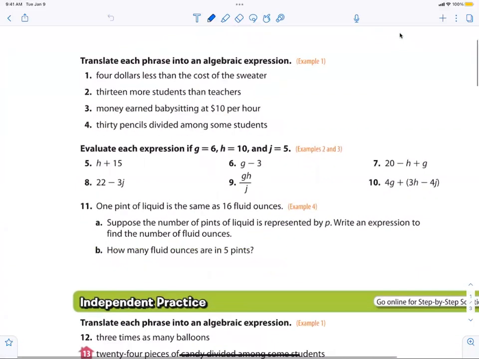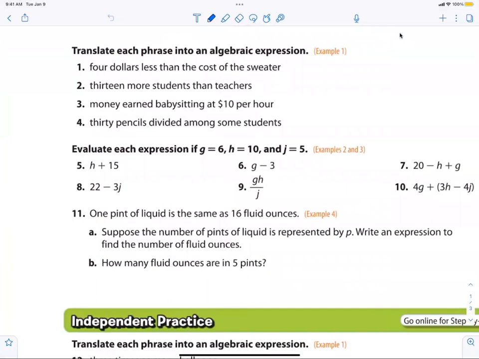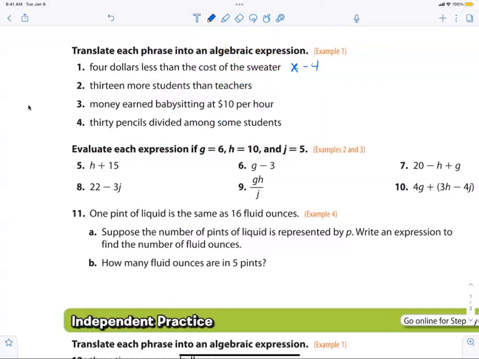So translate each phrase into an expression. $4 less than the cost of the sweater is X minus 4. You are amazing. X minus 4. For those of you who wrote 4 minus, you need to remember it's 4 less than. You're not starting with 4. You are subtracting 4. Now, we're not in a big enough hurry that if you don't understand something, you're not going to ask me.